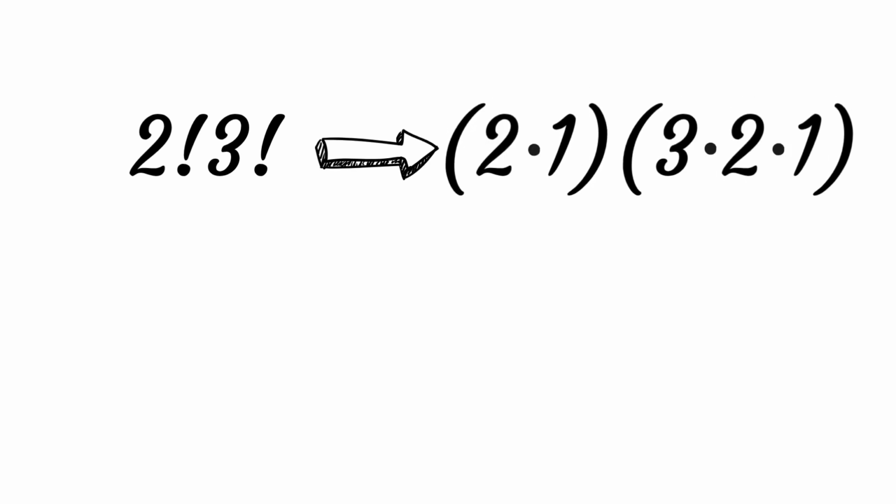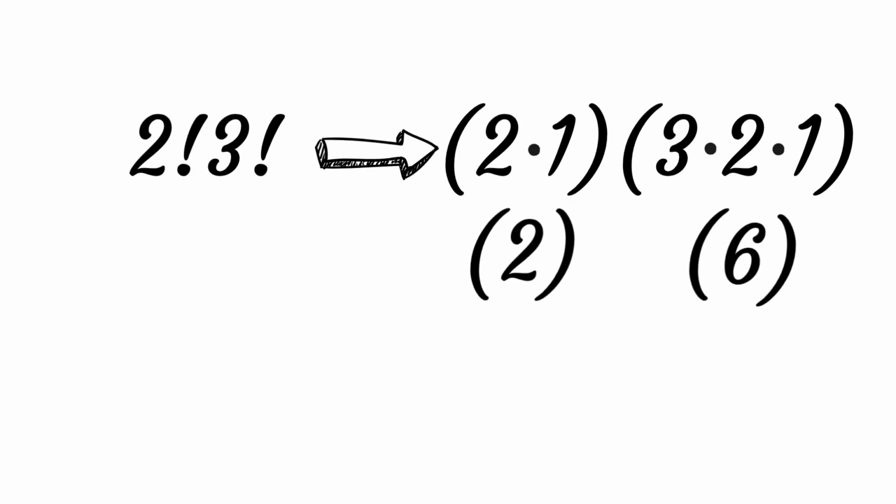Finally, if we look at an equation, 2 factorial times 3 factorial, first we have to expand both the functions, grouping up 2 factorial and 3 factorial separately to become 2 times 1 in parentheses and 3 times 2 times 1 in parentheses. And then we solve both these parentheses, giving us 2 and 6, and then we multiply that, and that gives us 12 as our final answer.